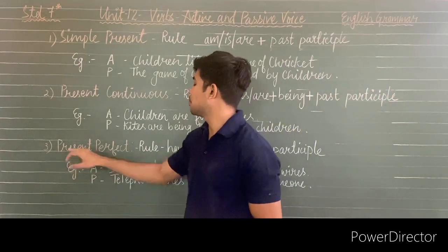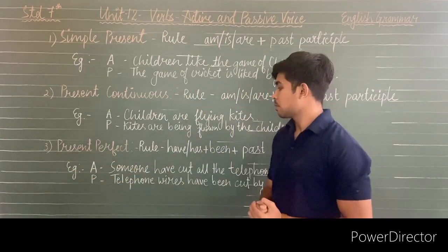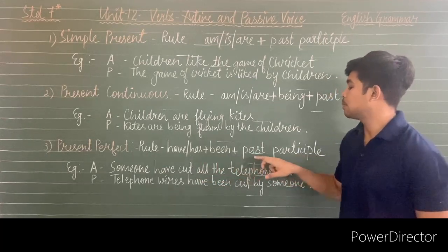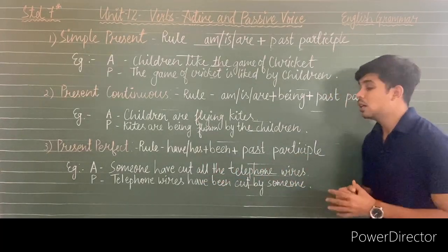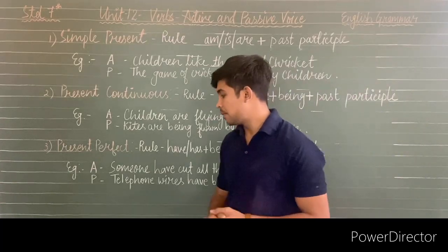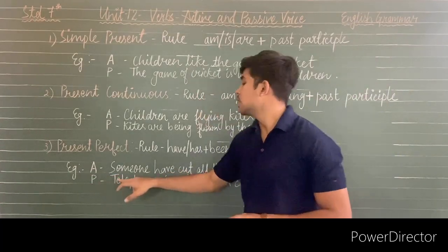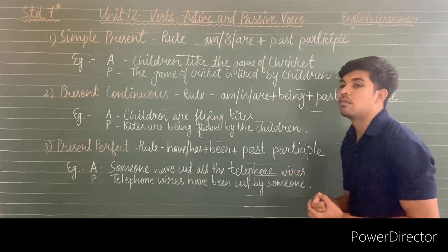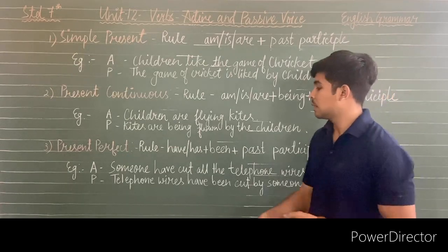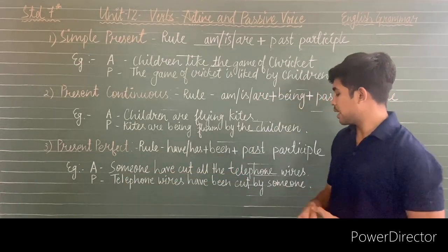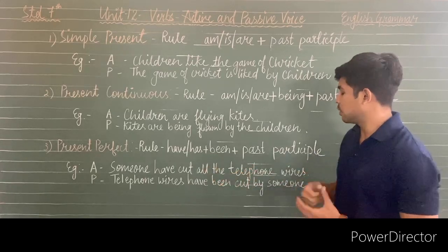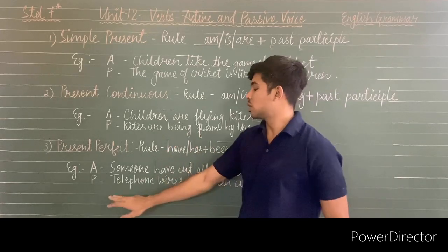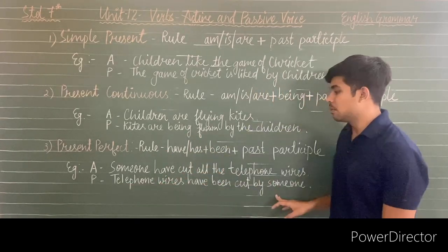Then after the third one, present perfect tense. The rule is have or has plus be plus past participle form of the verb. For example, active and passive voice. Active voice: someone has cut all the telephone wires. So here someone is the subject and cut the telephone wires is the object. So we'll convert it, we'll put the object first, then at last we will put the subject.